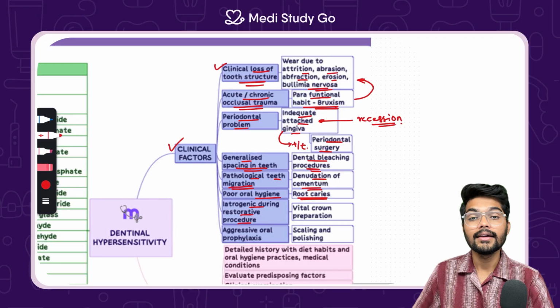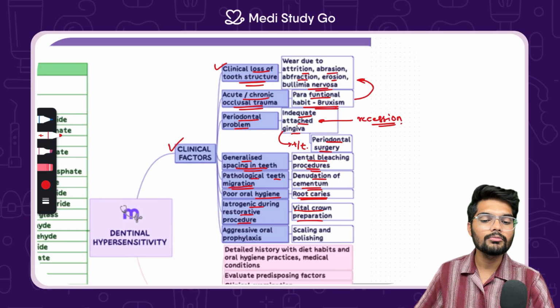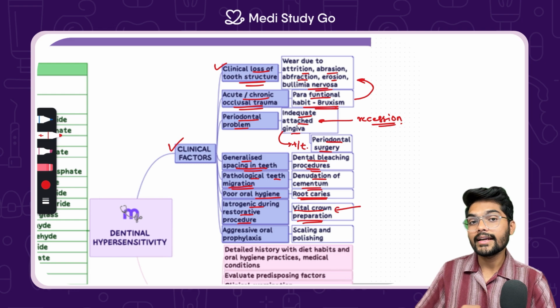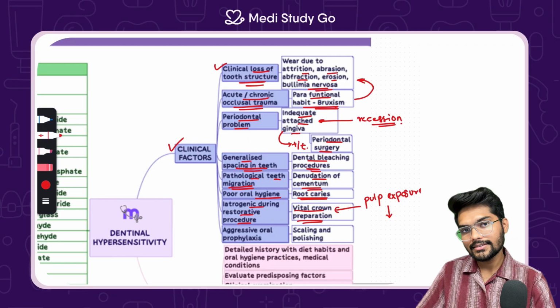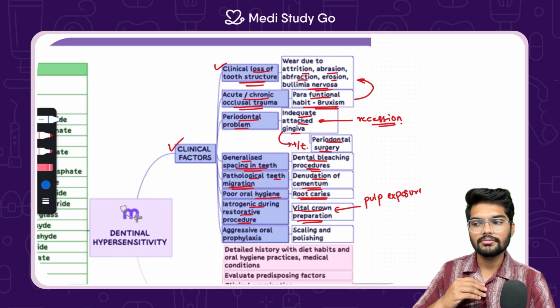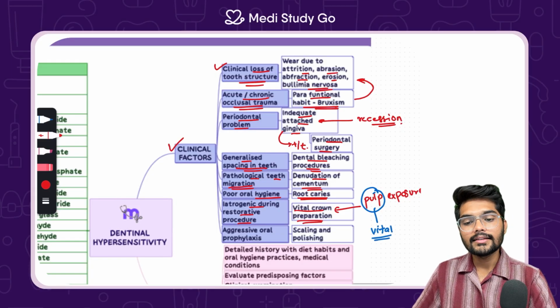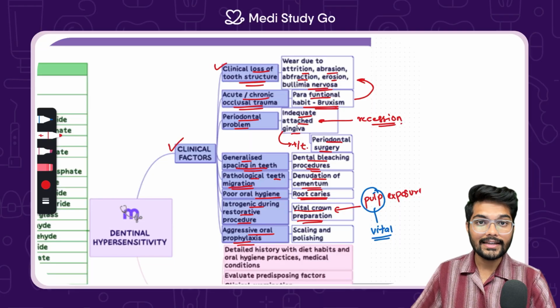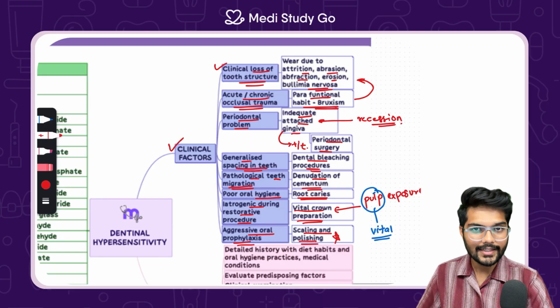Iatrogenic during restorative procedures. Now, this usually happens during vital crown preparation. We need to understand here that during vital crown preparation, the pulp is not exposed, but the pulp is still vital. So the dentine is exposed, and there is going to be a tremendous amount of sensitivity to these stimuli. Other than that, we have aggressive oral prophylactic procedures like scaling and polishing if done incorrectly.